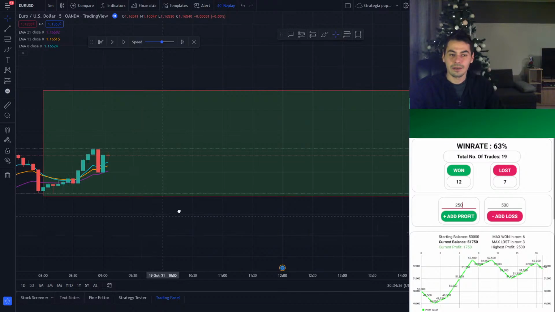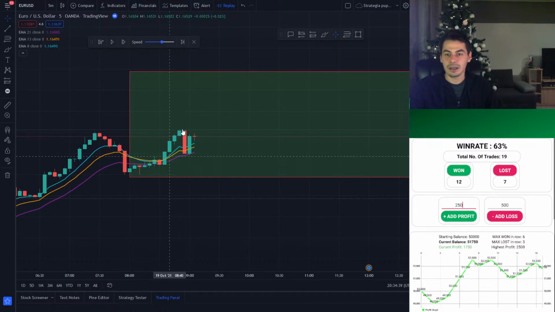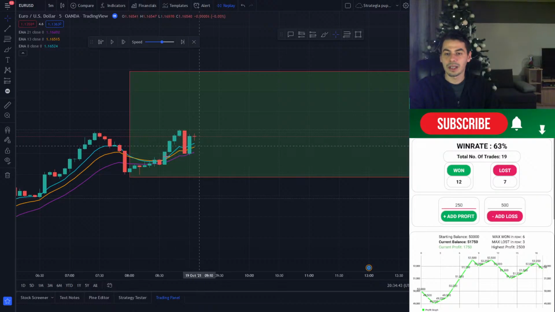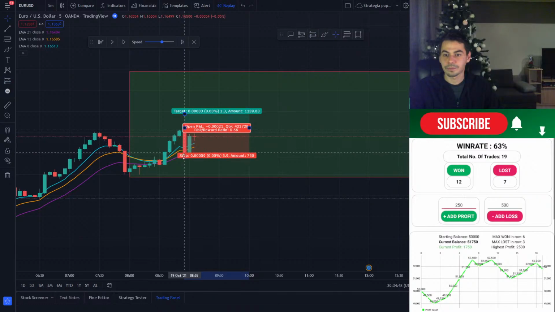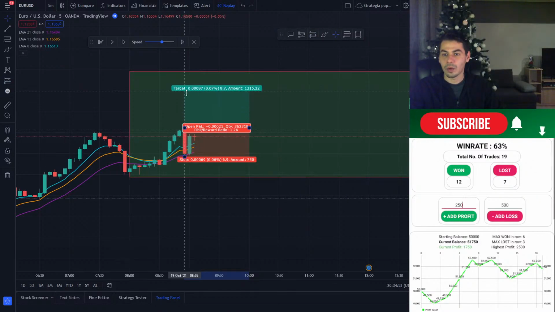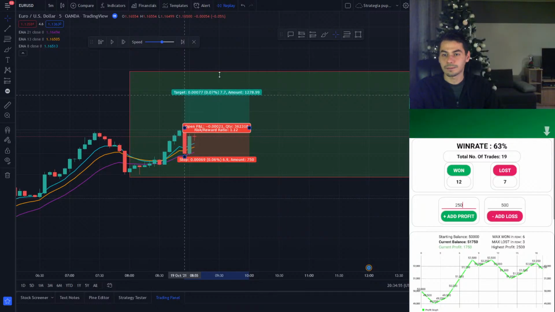Okay, now this is a valid signal. So as you can see, the EMAs are fanned out. The small and the middle EMA are pierced, and we can look for a buy here if we get triggered into this position. And we will target 1 to 1.1 again on this position.